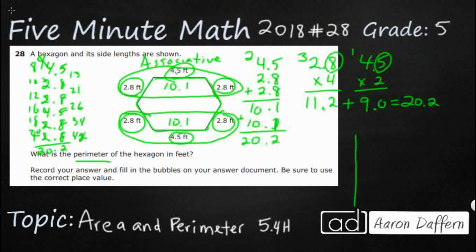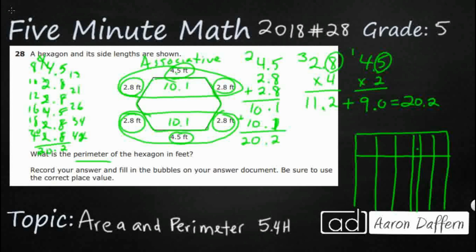So let's just see what that looks like on our answer document. So we've got the bubbles down at the bottom, but really what it comes down to is this. You've got your decimal point. You've got 2 digits to the right of the decimal. And you've got 3 to the left. I'm going to say 20.2.